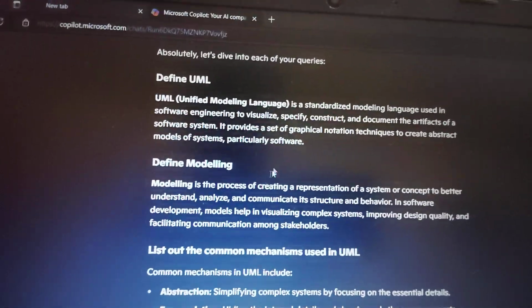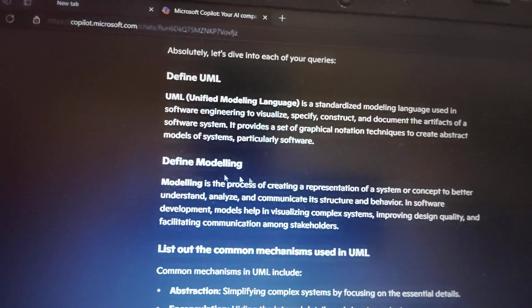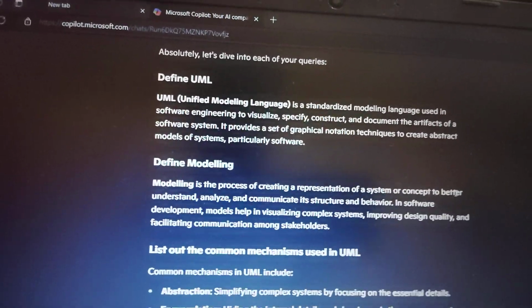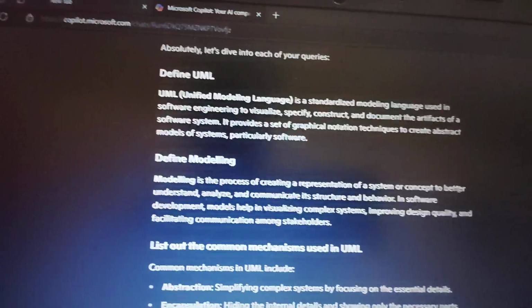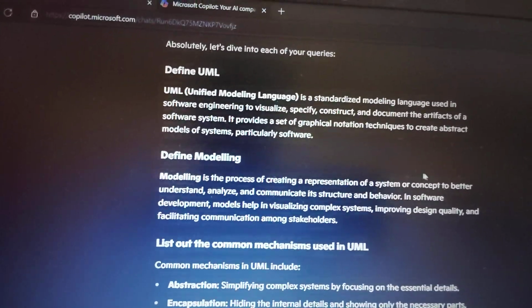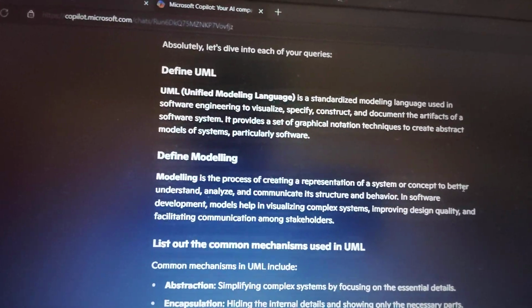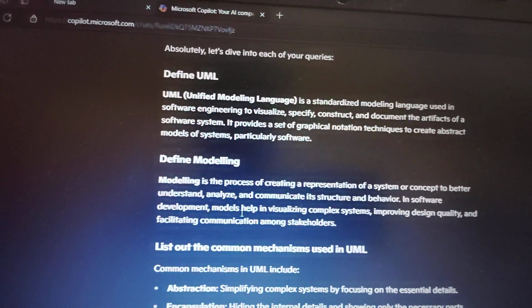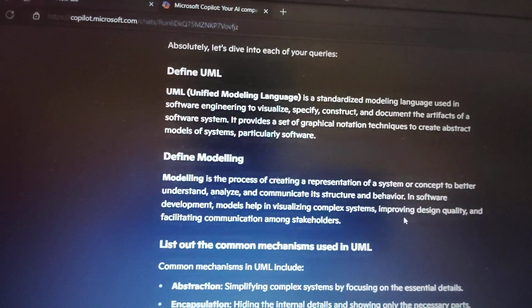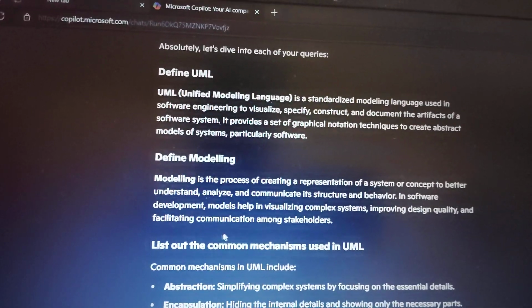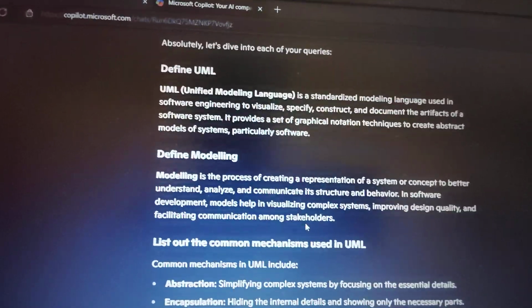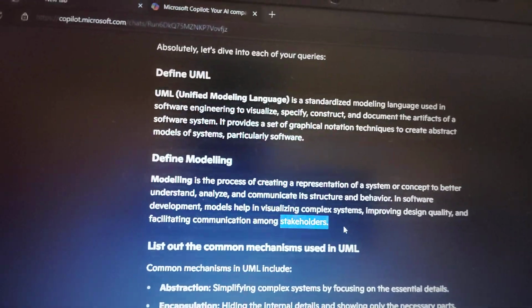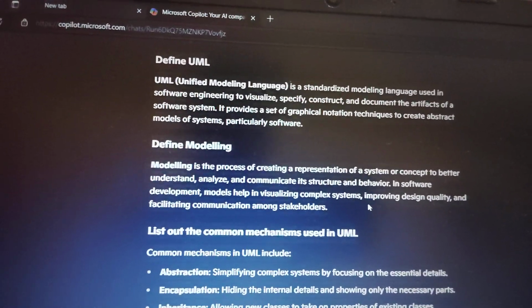Previously we have learned modeling is the process of creating a representation of a system. Modeling is the process of creating a representation of a system or concept to better understand, analyze, and communicate its structure and behavior. In software development, models help in visualizing complex systems, improving design quality, and facilitating communication among stakeholders. Here we don't know what a stakeholder is. In upcoming questions we will get to know what we mean by stakeholders.